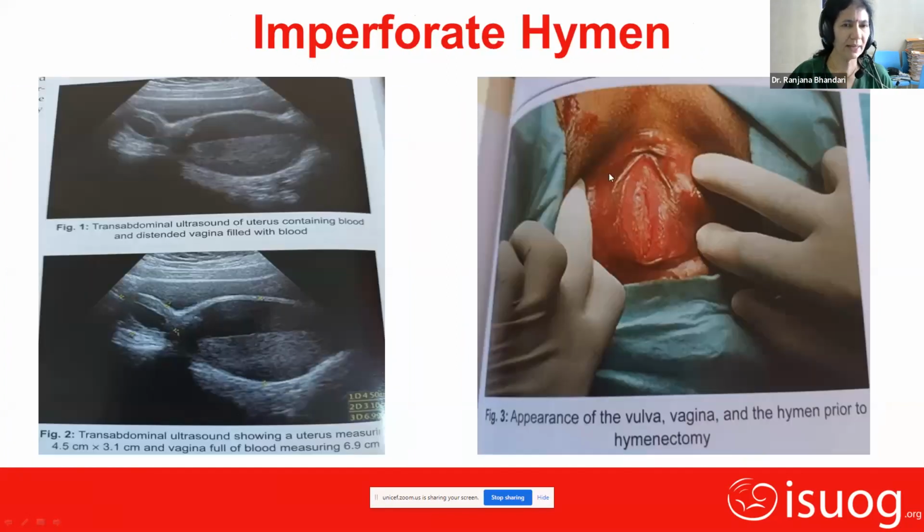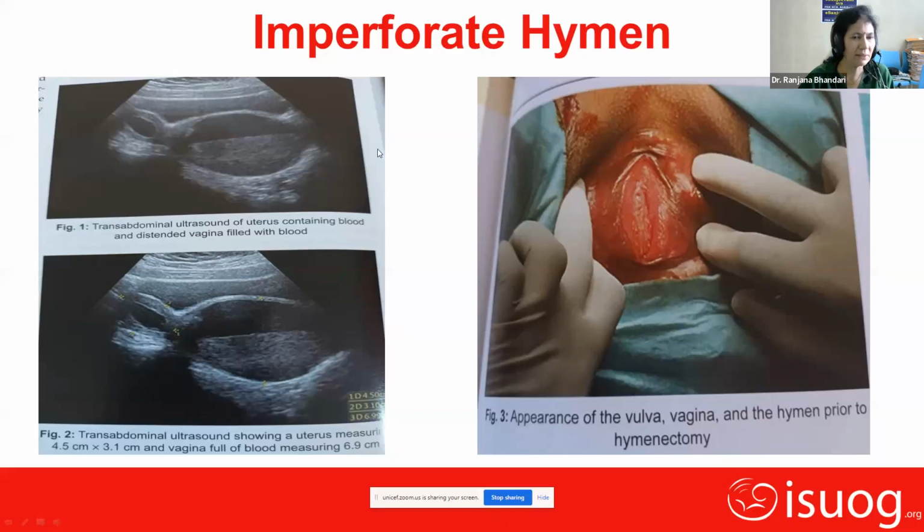This also we had seen last time. It's a case of imperforate hymen. So, transabdominal, see, you cannot do transvaginal in imperforate hymen, but you can do translabial. I want to show translabial ultrasound. Maybe next time I'll be able to show practically.